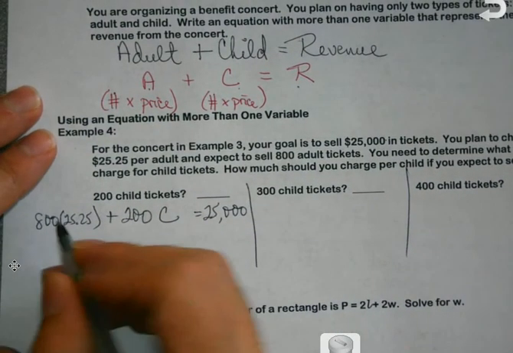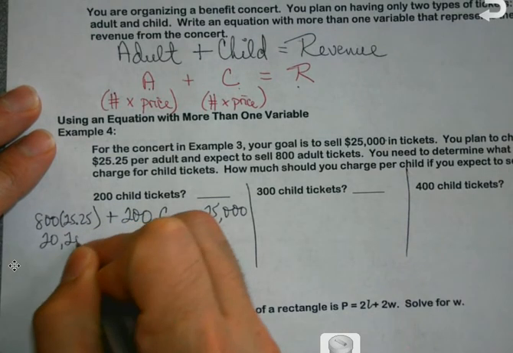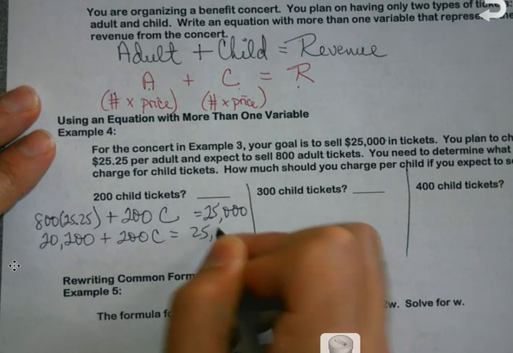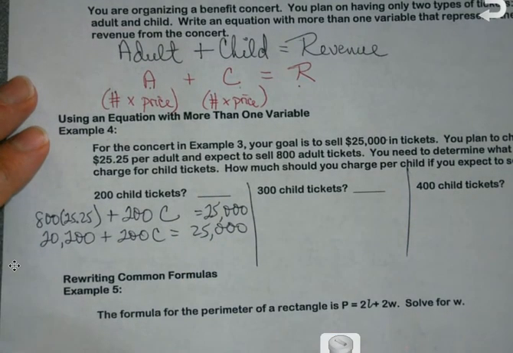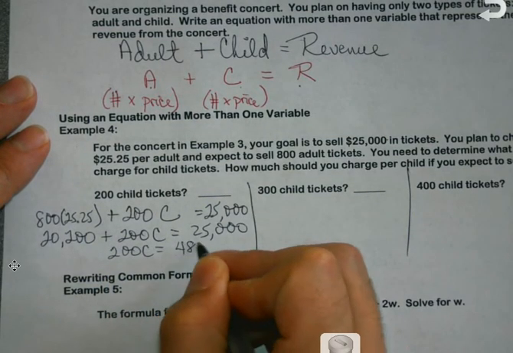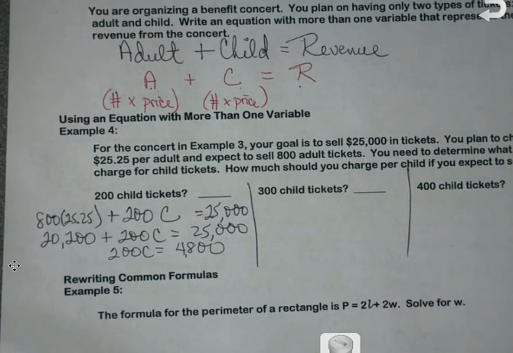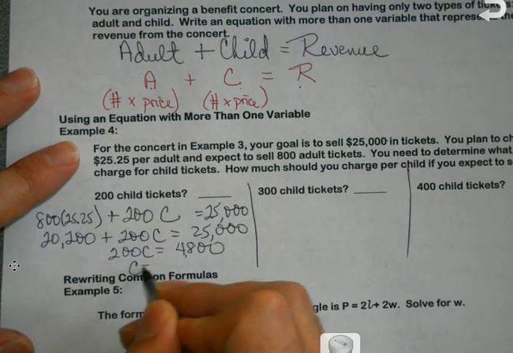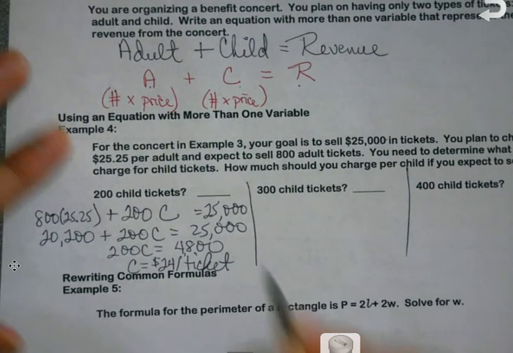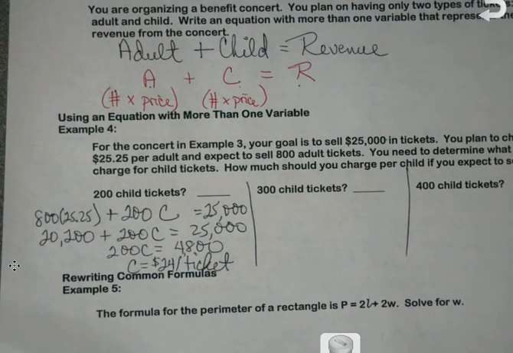So if I multiply these two guys together, this fairly quickly should get me to how much that ticket needs to cost. Because now I know I'm going to get $20,200 worth of revenue from my adults. So I'll subtract that. Leaves me with another $4,800 I need. And I only got 200 child tickets that I'm selling. So if I divide by 200, looks like the child tickets need to be about $24 a piece.